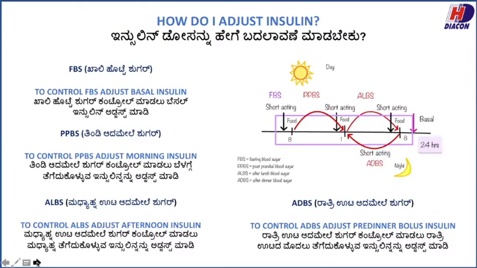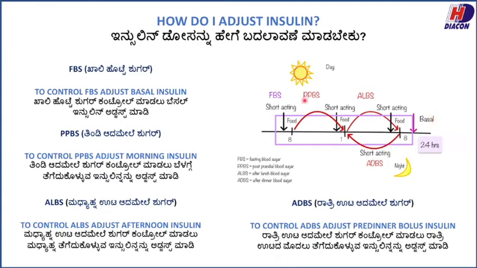So how do we adjust insulin? To control the fasting blood sugar, we adjust the basal insulin. So whether you're taking basal insulin in the night or in the morning, it doesn't matter. You adjust the basal insulin to control the fasting blood sugar. To control the postprandial blood sugar after breakfast, we adjust the morning dose of short-acting insulin. To control the sugars after lunch, we adjust the afternoon dose of short-acting or mealtime insulin. To control the sugars after dinner, we adjust the short-acting or the mealtime insulin that we have taken before our dinner. Remember, our fasting is controlled by the basal insulin.